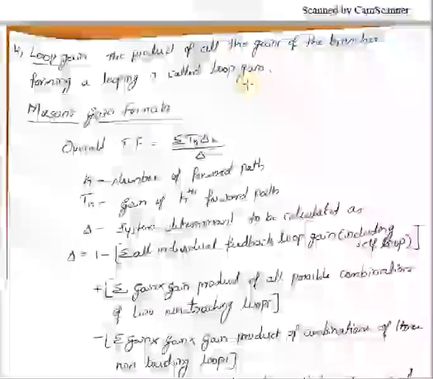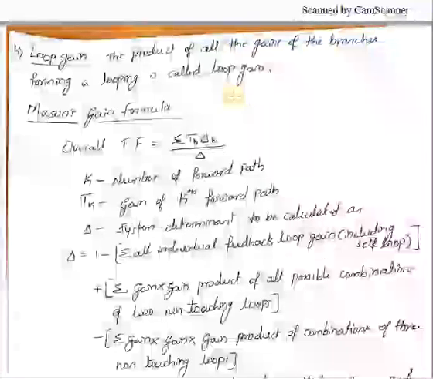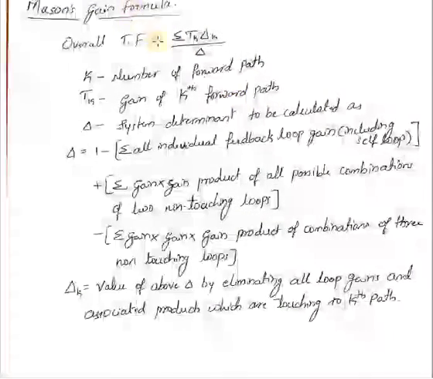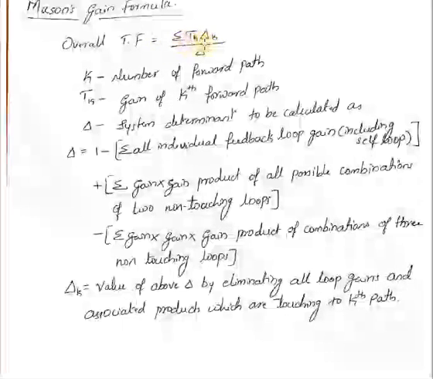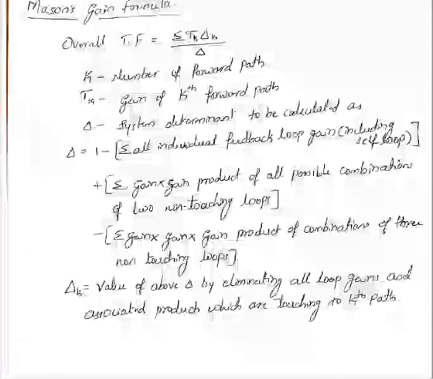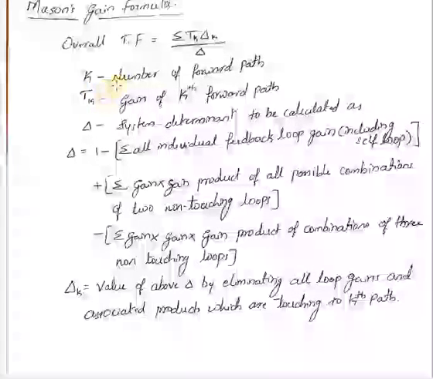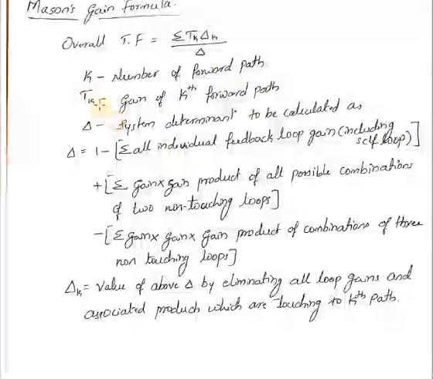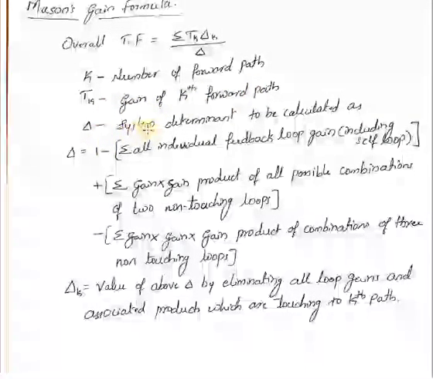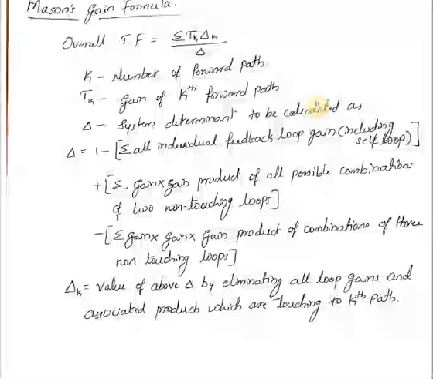Then to solve the problem, we are going to use Mason's gain formula. So here this formula is given by: the overall transfer function is summation of Tk into delta k divided by delta, where k is the number of forward paths and Tk is the gain of the kth forward path, and delta is the system determinant to be calculated as follows.